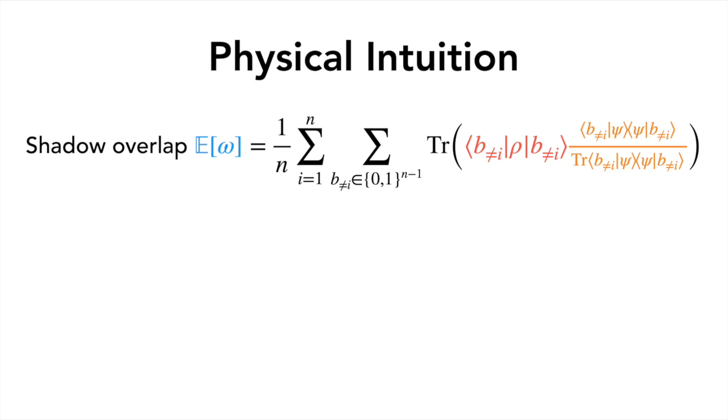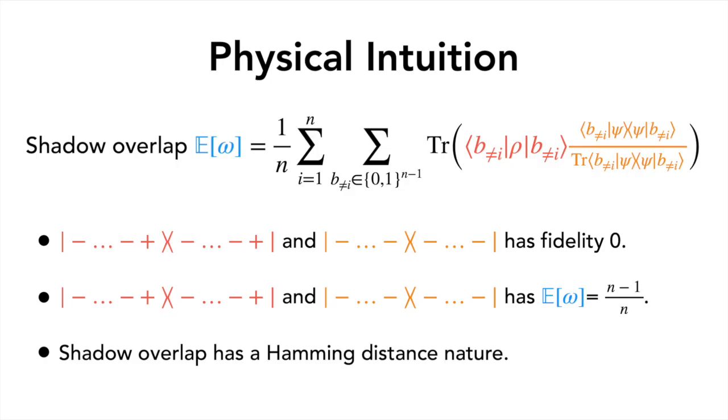But basically, the key conclusion is stated in the last line of slide 55, stating that the shadow overlap actually has a more Hamming distance nature compared to fidelity. So fidelity is essentially a very strict thing. It says if one of your constituents in the whole system is wrong, then suddenly the fidelity would just drop from 1 to 0, the worst possible value.